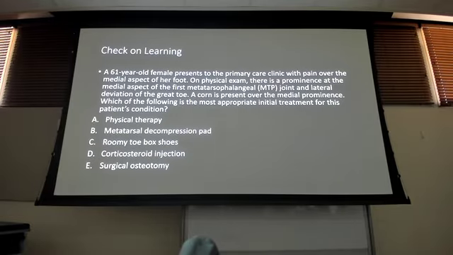All right, 61-year-old female presents to the primary care clinic with pain over the medial aspect of her foot. Physical exam, there's prominence of the medial aspect of the first MTP and lateral deviation of the great toe. Pain is present over the medial prominence. Which of the following is the most appropriate initial treatment for this patient's condition? Pretty much all the foot complaints just about, this one, roomy toe box. So what is this? It's hallux valgus, also called the bunion. If it was a bunionette, it'd be the same treatment, wider toe box. Everybody good with that?